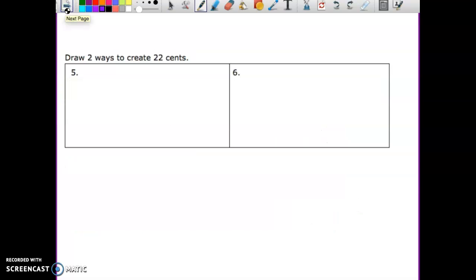Draw 2 ways to create 22 cents. There were many, many, many ways that they could have used coins to create 22 cents. I'm just going to do 2 simple ways. The first way we talked about, and I don't want them drawing 22 pennies, so we've talked about writing a multiplication problem of 22 times my penny means the same thing as if I had drawn 22 pennies.